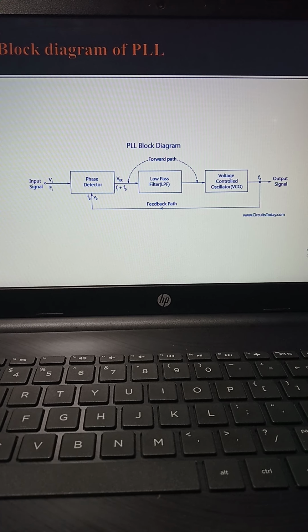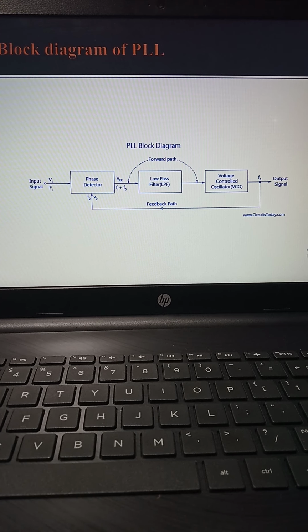Now the error voltage has the difference of phase between the two frequencies, that is the input frequency Fi and the output frequency F0. So the error voltage provides the difference between Fi and F0. So this is about the phase detector block.